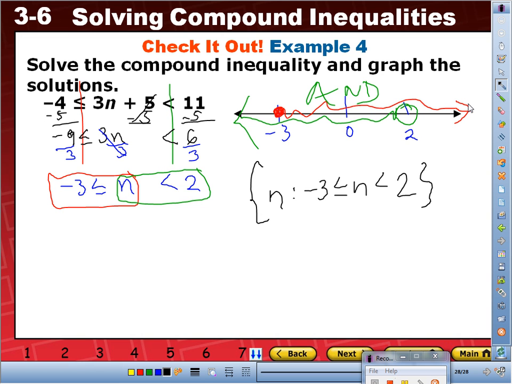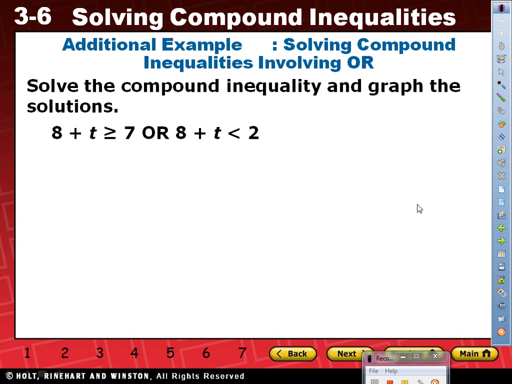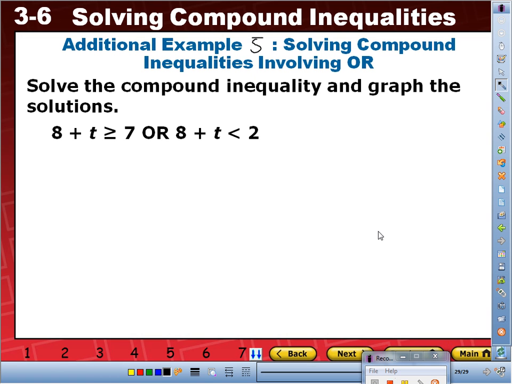Let's find out. If it doesn't make an "and," then it's one of these. Copy this one down, please. Example, what are we on? 5. Example 5. Copy that, please. It says 8 plus t greater than or equal to 7, or 8 plus t less than 2.